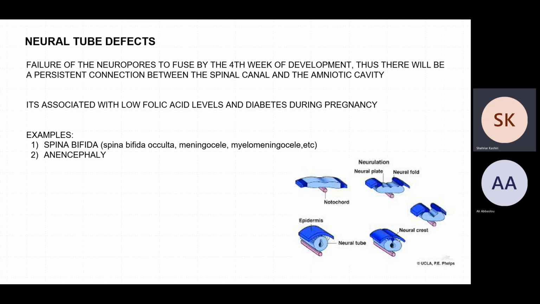Craniorachischisis is a very rare neural tube defect where neither the anterior, middle, nor posterior part of the neuropore fuse. In this condition, there is no brain, spinal cord, skull, and spinal column.